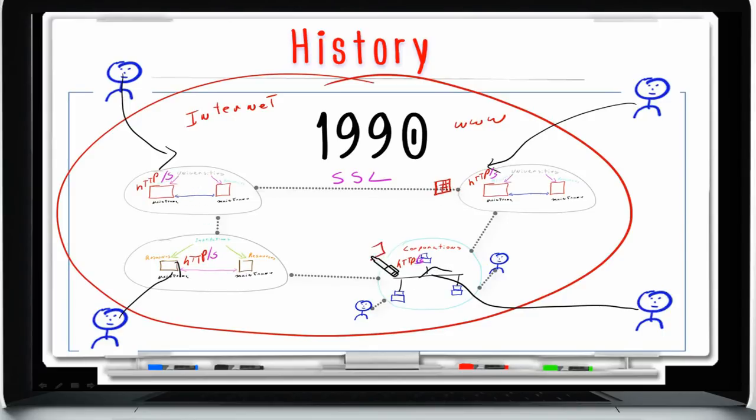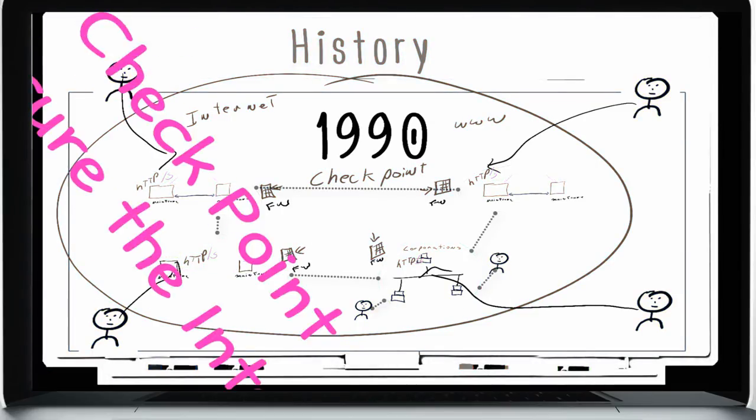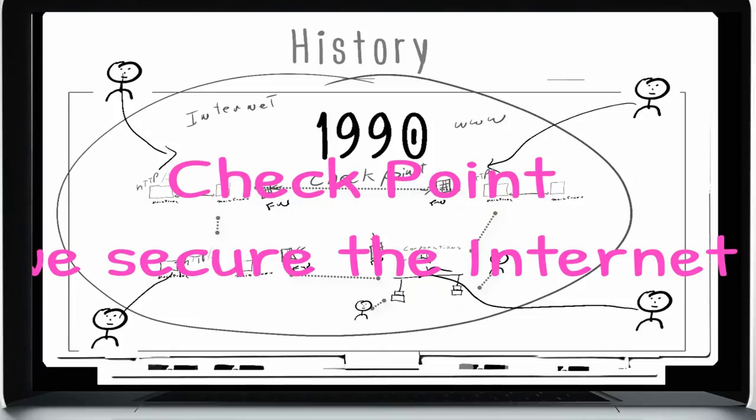So the concept of the firewall was introduced to protect institutions and corporations from each other. And so in this era, this is when security started to be in demand. This is also the era where Checkpoint Software Technologies was born. The company was born right into the heart of the beginning phases of the internet. And so that's why for over 20 years, Checkpoint's slogan was, "We are Checkpoint and we secure the internet."